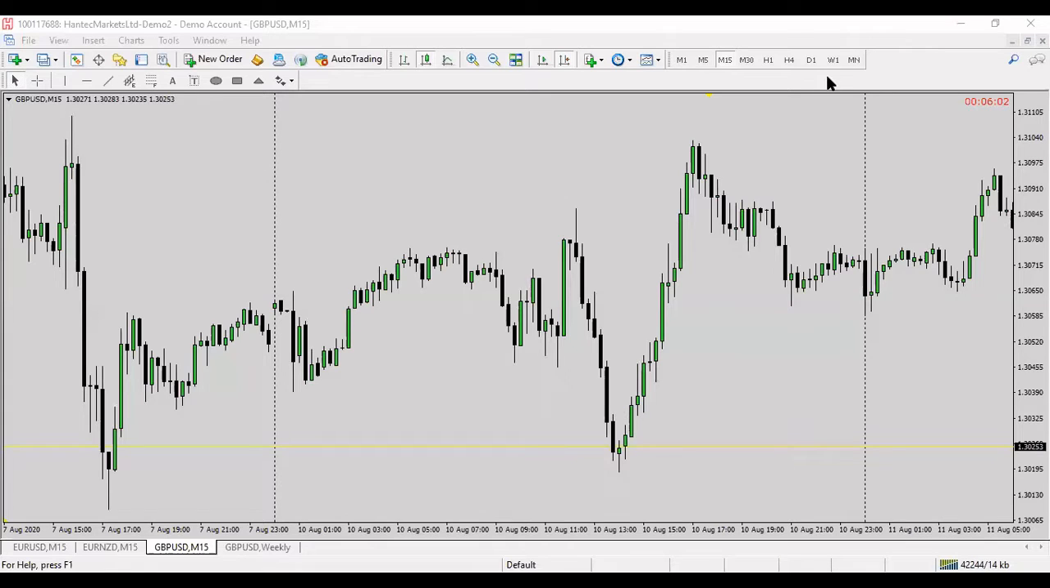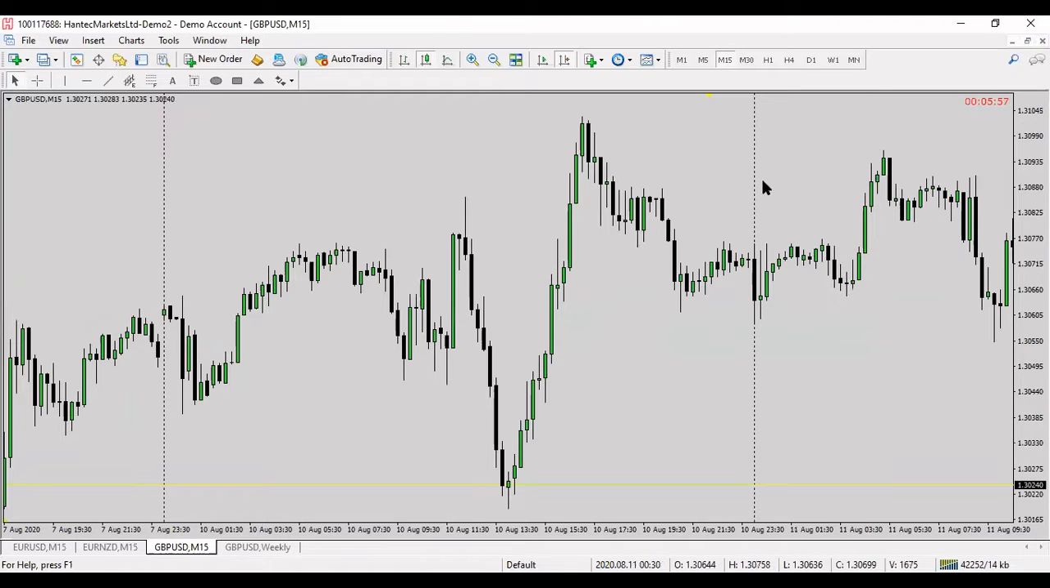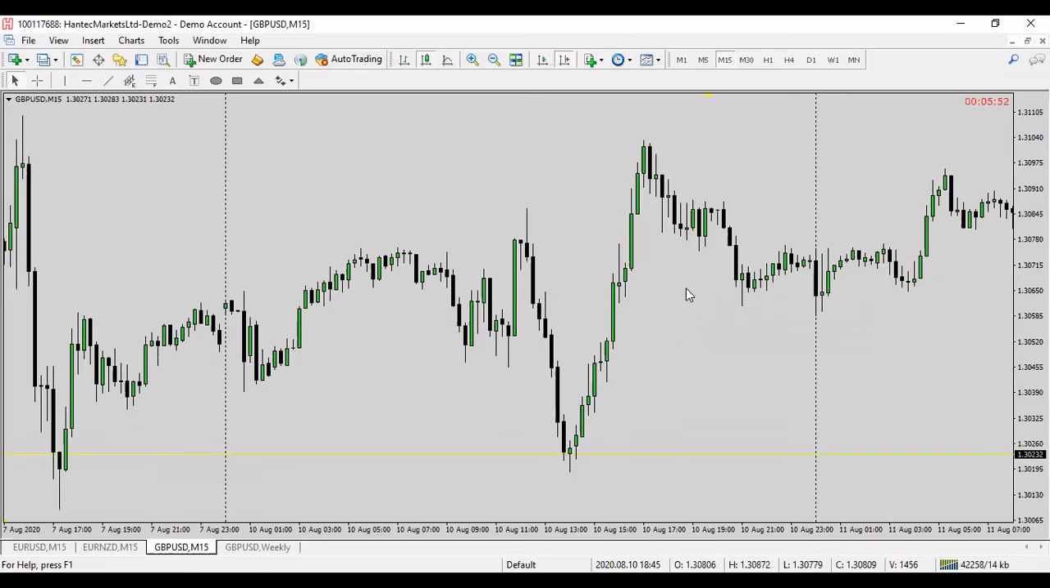Now we're talking of natural support and resistance. When we say natural support and resistance, it doesn't mean God created it. That's not what it means. It's called natural support and resistance because these are support and resistance levels that were derived through price action. Price itself created those support and resistance levels. That's why we call them natural support and resistance levels.